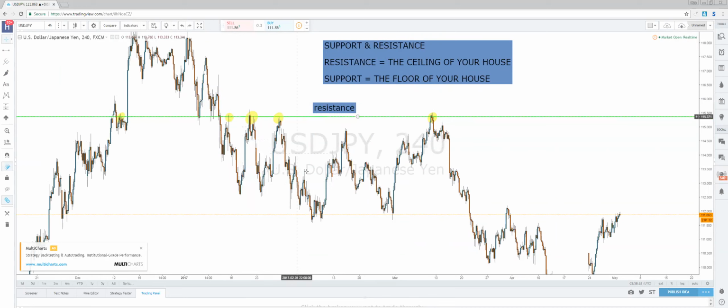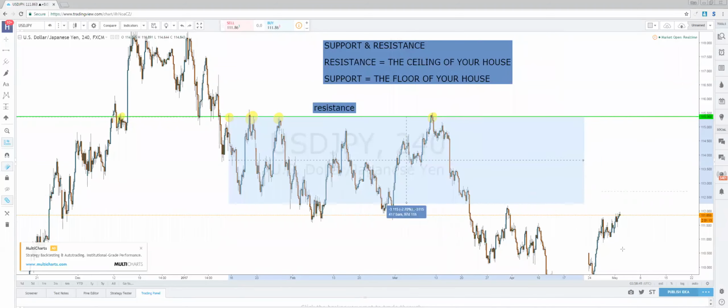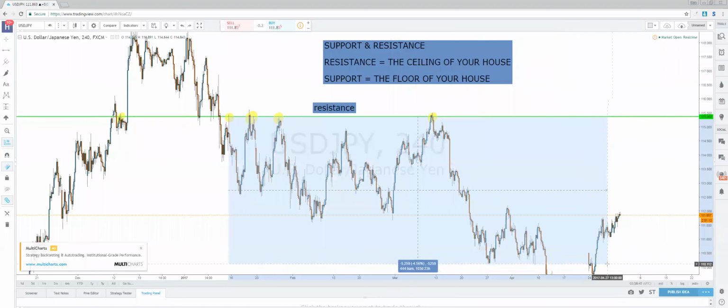Hits the ceiling, bounces off. Hits the ceiling, bounces off. How much money could you have made? Right here, boom, $280. This one, boom, $280 again. This one, the third one, $377. This one over here, the fourth one, $525. Do you guys see that? See how much money you could have made?